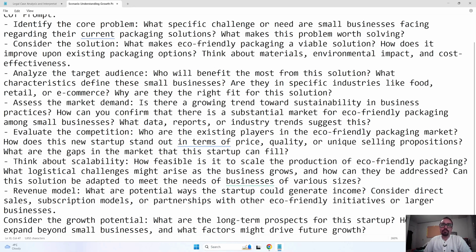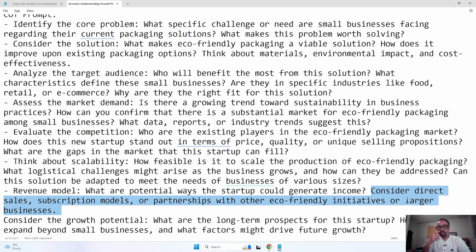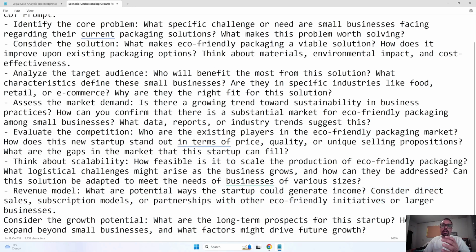Then the revenue model. What are the potential ways the startup could generate income? Consider direct sales, a subscription model, or partnership with eco-friendly initiatives or larger businesses. So it has given them all the options: they should directly sell to customers, or they should bring in a subscription model where customers will subscribe to their product and they will sell it to them. Then do they have to do it in partnership with any existing firm? What is the right way that they should start? So these are all the points.